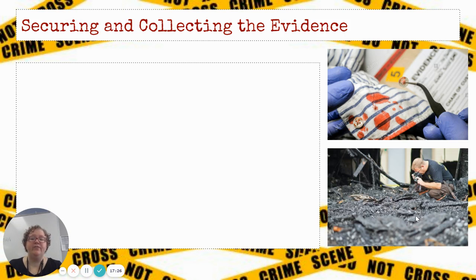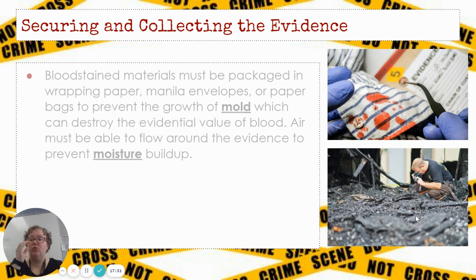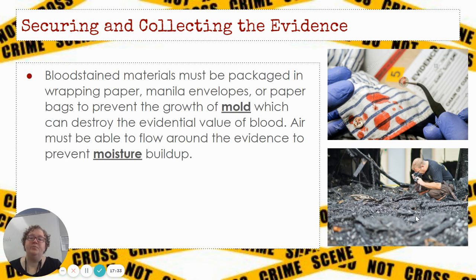Right, once we find the evidence, we must secure it and collect it properly in order for it to be allowed in the courtroom. Anything that is bloodstained must be packaged in wrapping paper, manila envelopes, or paper bags to prevent the growth of mold, which can destroy the blood evidence. For blood, air must be able to flow around the evidence to prevent that moisture from building up.